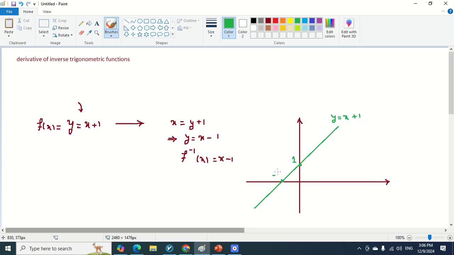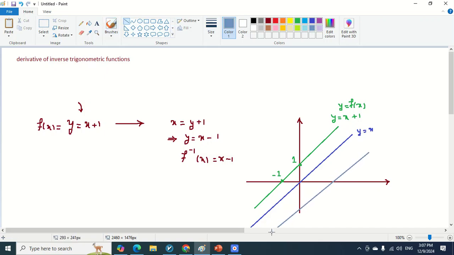But if you also consider y equal to x, so this is y equal to x, and right now the f inverse of x is on the other side of this line. Means that y equal to f of x was given, and right now if you sketch x minus 1, the graph of x minus 1 will be on the other side of this line. So it should be exactly here.